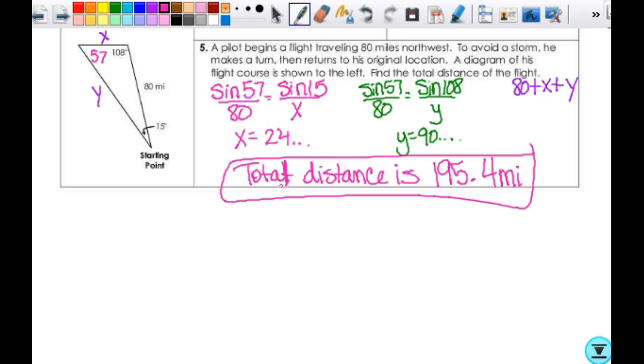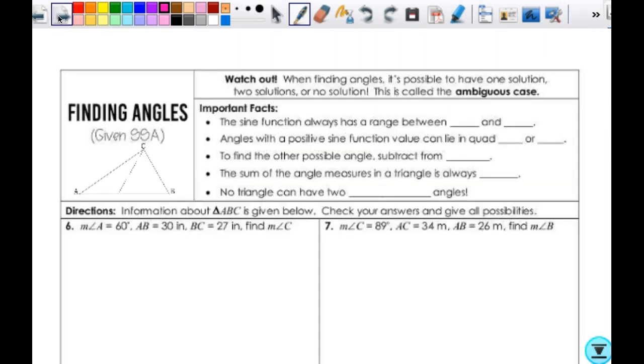Well, now on the back is something completely different, actually. Everybody okay with all that so far? All right, let's look at the back. Okay, so this says watch out. When finding angles, it's possible to have one solution, two solutions, or no solution, because this is called the ambiguous case.